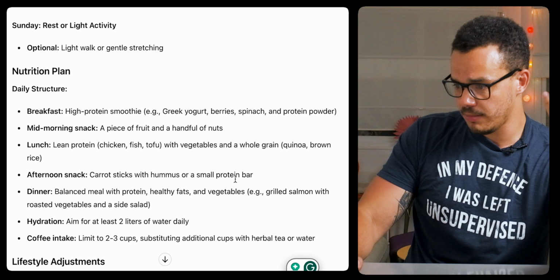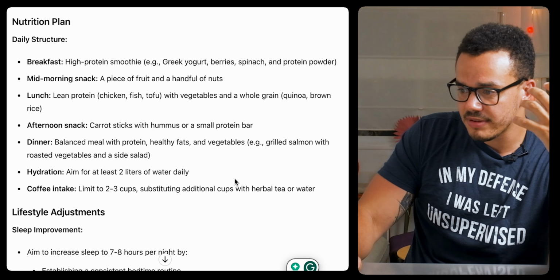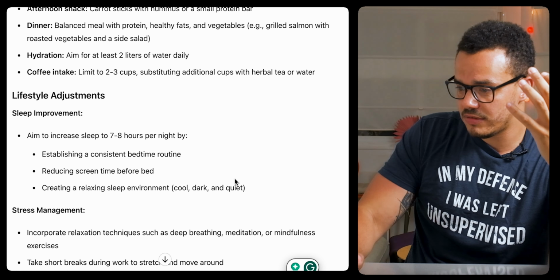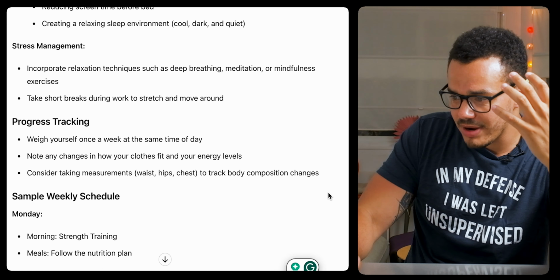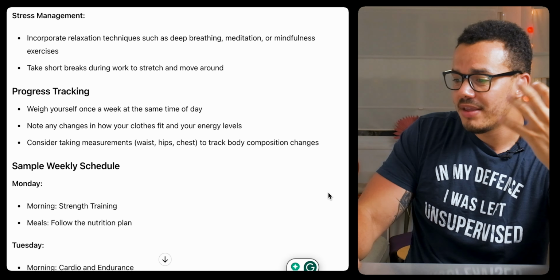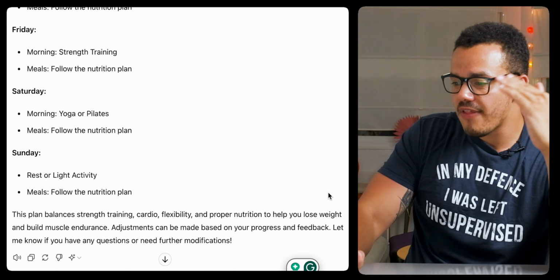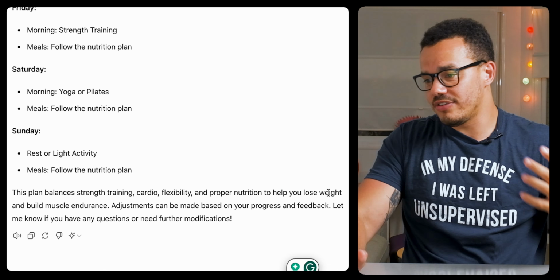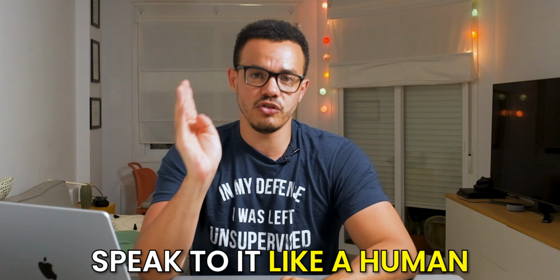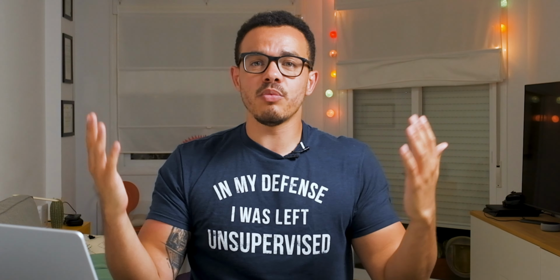Then it's given me a nutrition plan, a daily structure. What does that look like? Lifestyle adjustments, stress management, progress tracking, and on. Sample weekly schedule, and it just lays it out in so much more detail than Perplexity. Then you could say to it, for example, if you wanted to add a little bit more, should I follow this routine for the next 4 weeks or such and such like that? But that's how you interact with it. But following that logic and that layout is a much better way to get it even more personalized. Speak to it like a human. So yeah, there you go. That is what a prompt is.